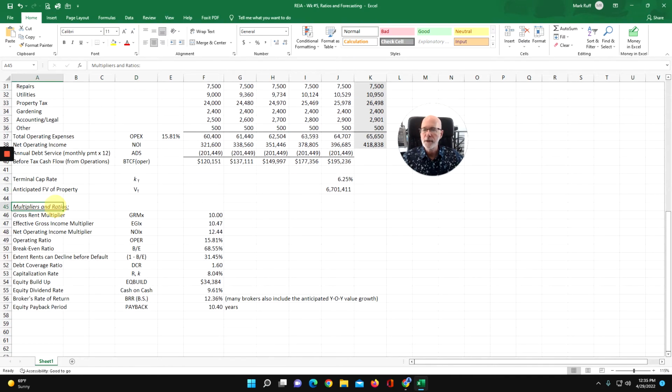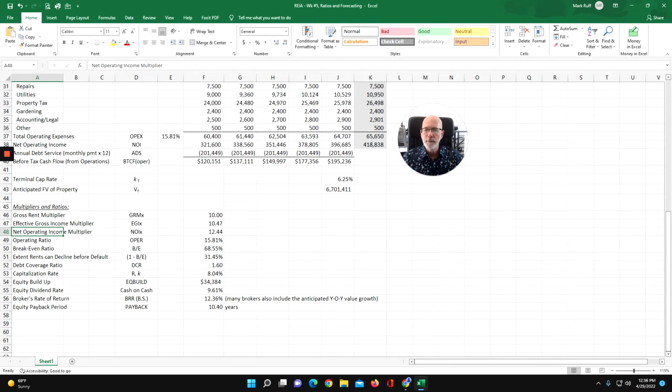Now, we get into the multipliers and the ratios. The multipliers are going to be the gross rent multiplier, the effective gross income multiplier, and the net operating income multiplier. Now, I recorded a brief hand calculation video that's also posted in the videos tab at Canvas, as well as the week 5 module for the course, right? So I go through the formulae on how these numbers and these ratios and multipliers were derived.